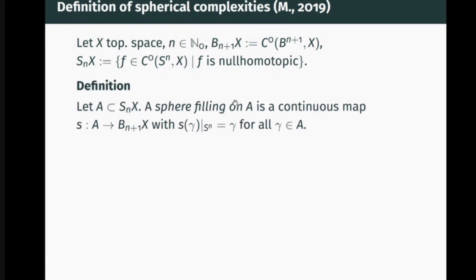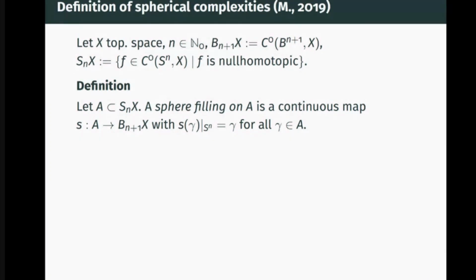So now, instead of motion planners, I search for sphere fillings. I take a subset A of this space of null homotopic spheres, and on this set A, I want to have a map from A into the space of balls here, which should be continuous, such that over each gamma, this is filled by a map which restricts to gamma itself. So the ball restricts on the boundary to gamma. This is really indeed a filling, and this happens continuously with respect to the C0 topologies here.